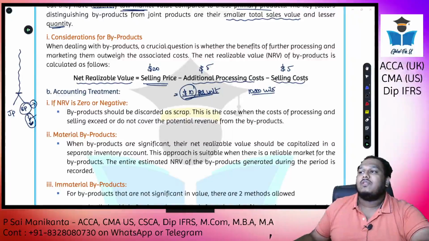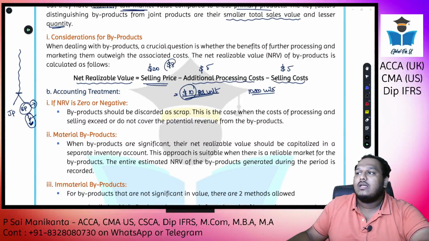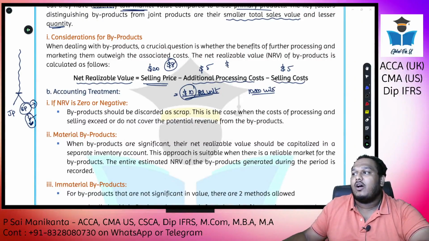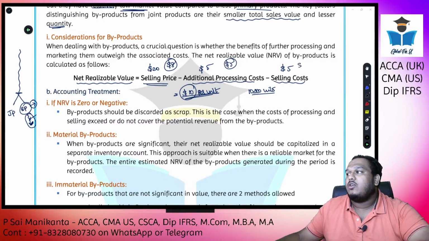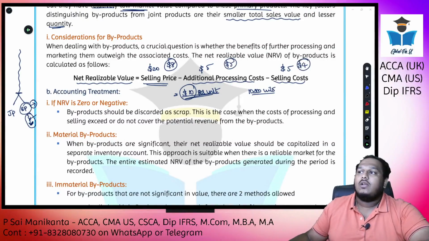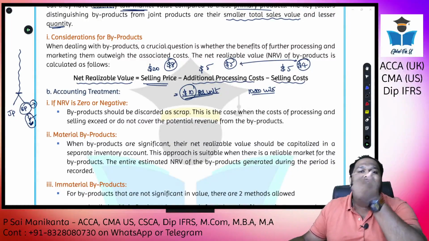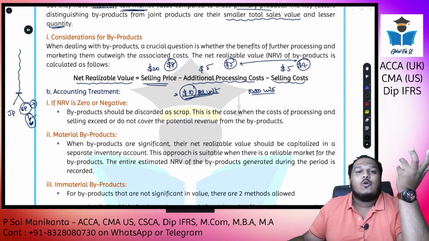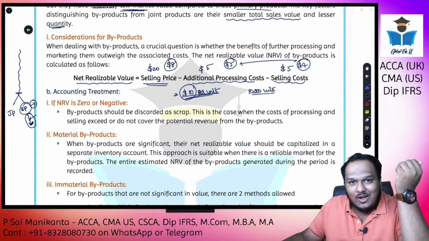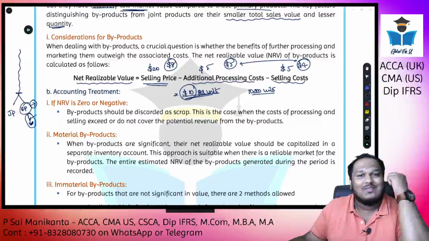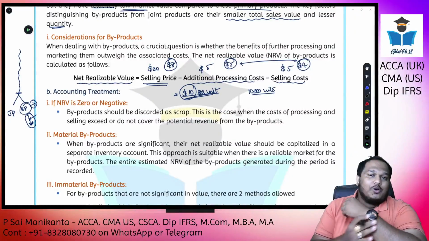Sir, what if the sales price is $8 and the further processing is $5 and there is a selling cost of $4, for example? So you can sell for 8, but you need to incur a cost of 5 plus 4, 9. That means you are going to make a negative NRV. There is no point in spending $5 extra so that you can lose $1, right? So that is what you need to first check.